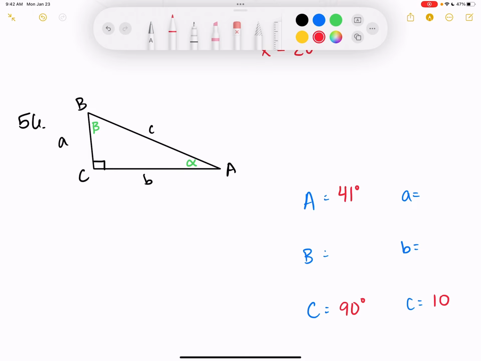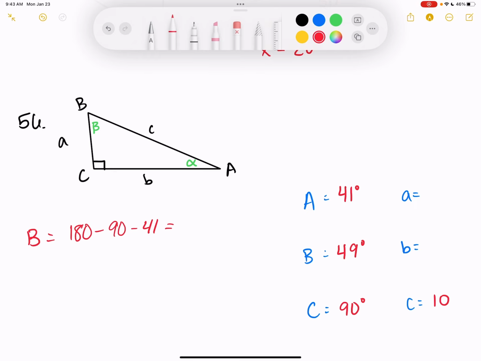And then since we have both those two angles, we can solve for the other one. How many degrees make up a triangle? 180. So to do angle B, we'll do 180 minus 90 minus 41, which will be what? 49 degrees.